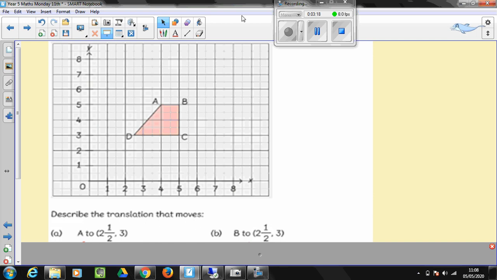Okay, finally, this one's a challenge. Have a look. Can you describe the translation that moves point A to 2.5, 3? You'll need your coordinates knowledge from last week. So what would it take for point A to move to 2.5, 3? You can describe it in either of these ways. Then have a look. What would it take for point B to move to 2.5, 3? Pause the video and have a go.